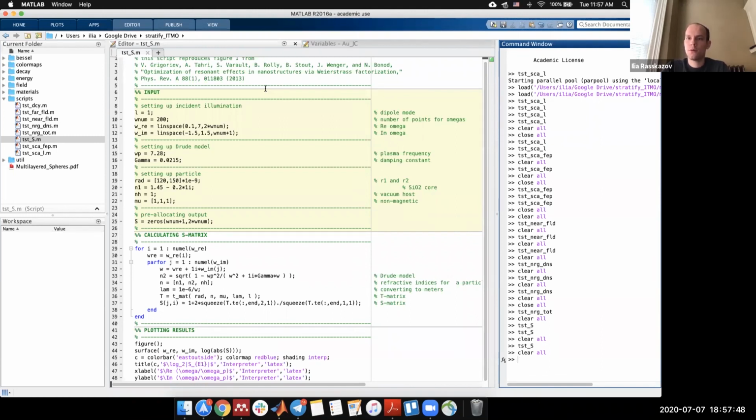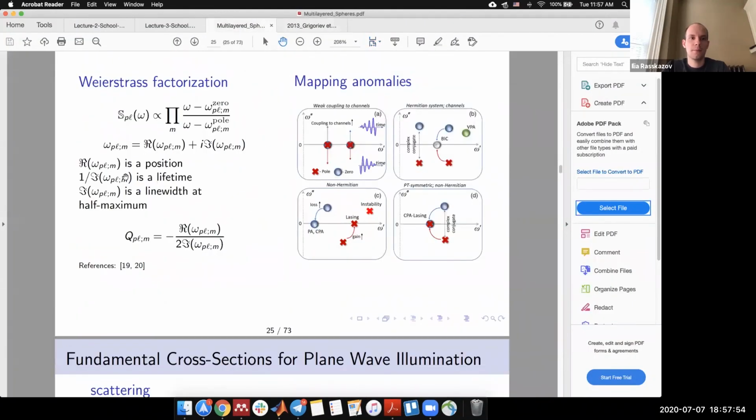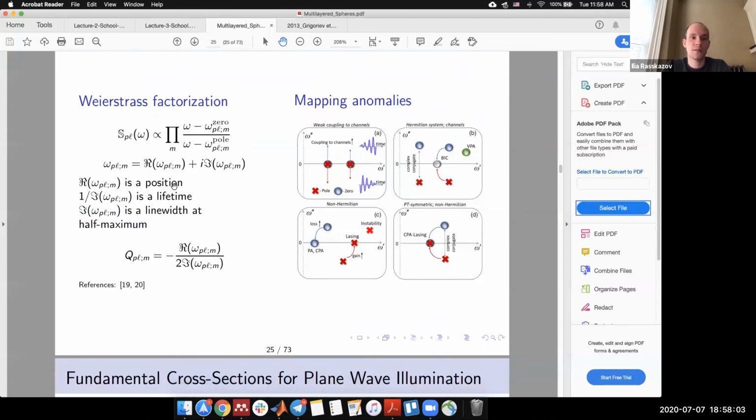Okay, yes. So again, complex values, frequencies. The real part is responsible for the position of your resonance, so the actual frequency, the actual wavelength. While the inverse of the imaginary part is the lifetime of your resonance.